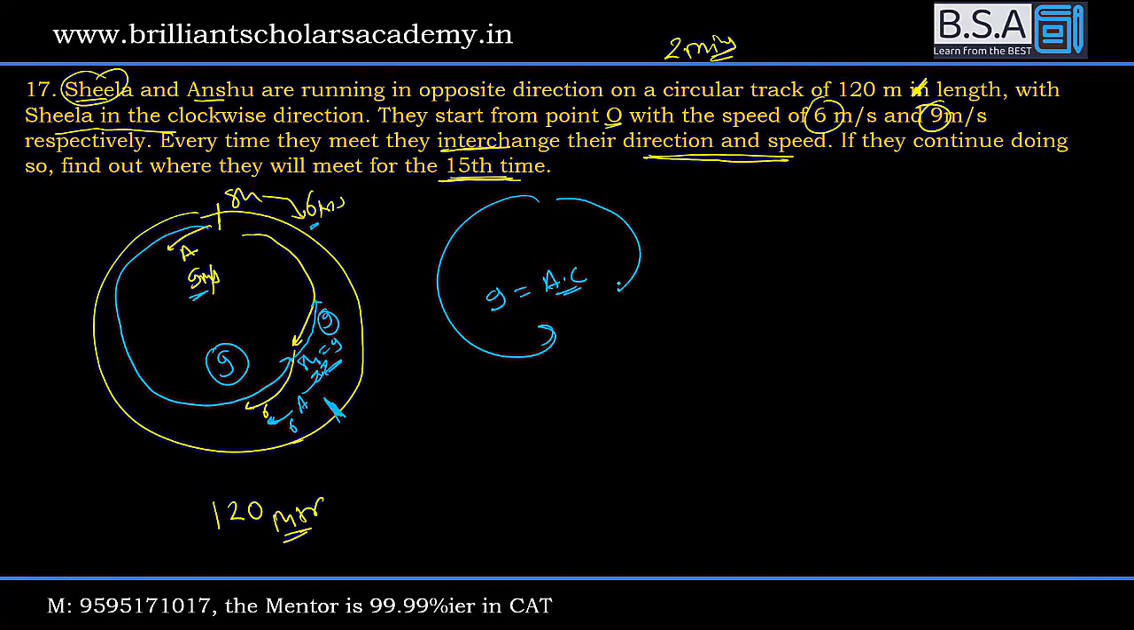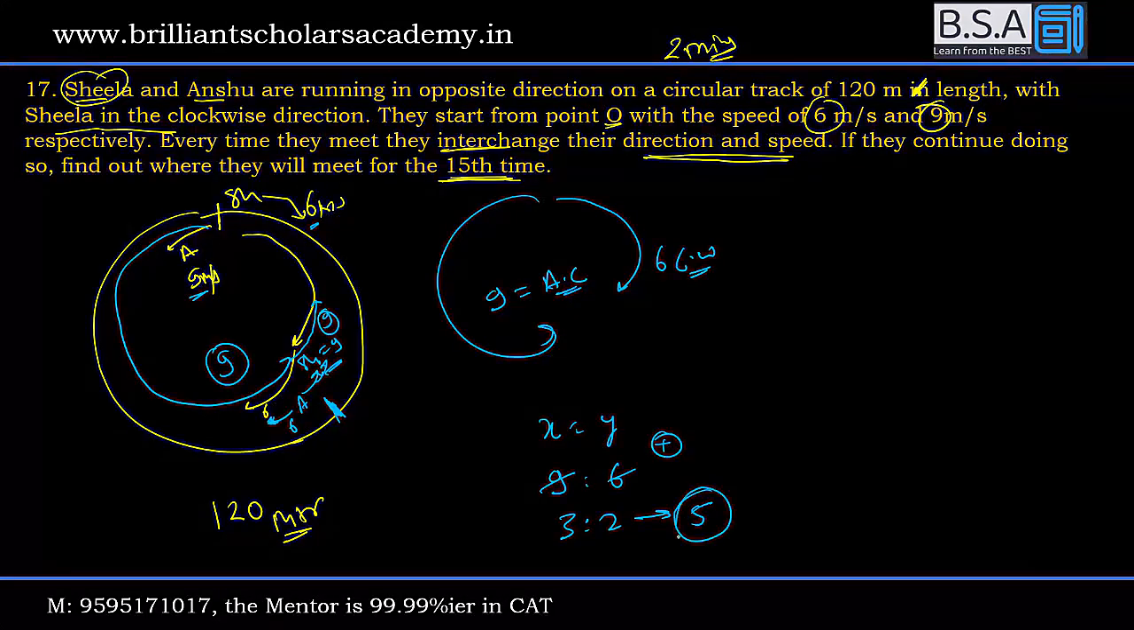There is always somebody with the speed of 6 traveling in the clockwise direction. Always. So they are in opposite directions. Whoever it is, A or B or C, they are traveling in opposite directions. So the speed ratio is 3/2. Opposite direction, we add the ratio. They will meet exactly at 5 points.